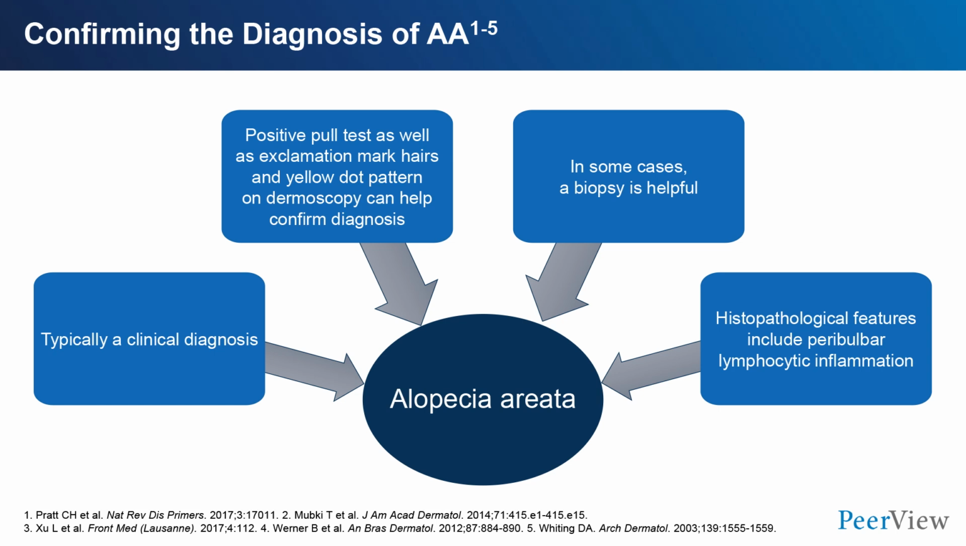A positive pull test at the margins of active areas can also help to make the diagnosis. If you look with your dermatoscope and see yellow dots in a fair skin patient, exclamation mark hairs, or black dot hairs, or if the patient's hair is red or blonde, you can see blonde or red dot hairs. These can help confirm the diagnosis. But in some cases, it's really not clear, or maybe you think there are two things going on. In those cases, a biopsy certainly can be helpful. Typically for scalp biopsies, we do two 4-millimeter punch biopsies, and your dermatopathologist can then help you discern if this is truly alopecia areata or not.